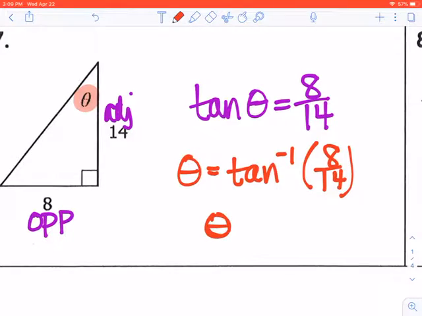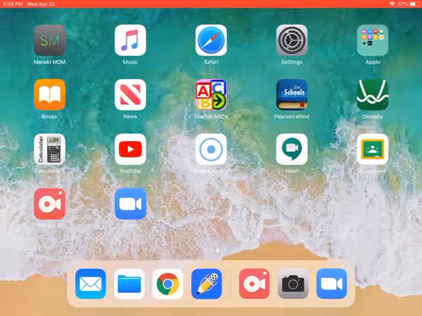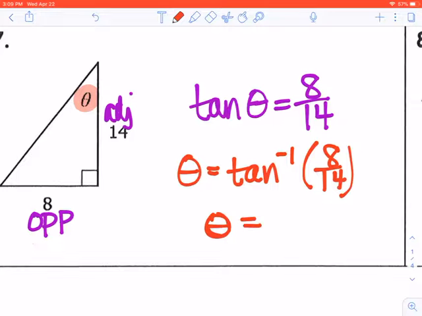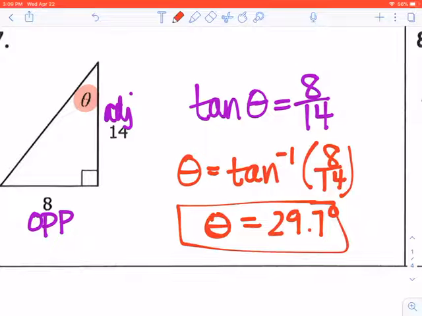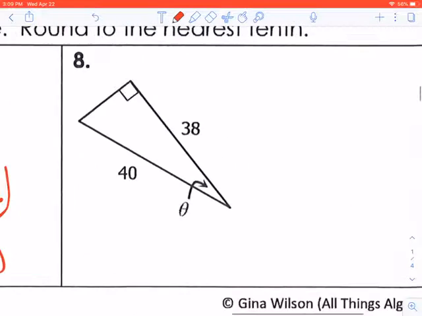Did I say 29.7? Sorry, going back. Yeah, 29.7, good. Okay, 29.7, that is going to be my angle. So when I do the inverse tan of 8 over 14, I get 29.7, and this is degrees because we are in degree mode, okay? All right, one more, and then we'll move on.